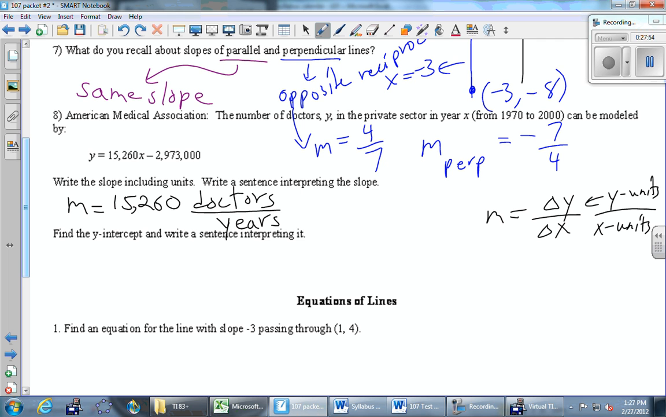And so this slope means something. It means 15,260 doctors per year. In this country, we gained 15,260 doctors per year. That's what the slope is. And so we'll write that as a sentence. Certainly on a quiz and a test, I'm going to ask you to do this kind of interpreting. But in the US, we gained 15,260 doctors per year.